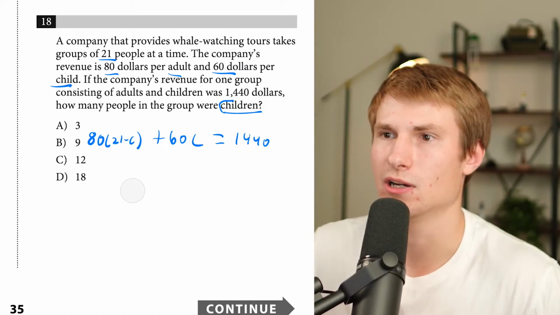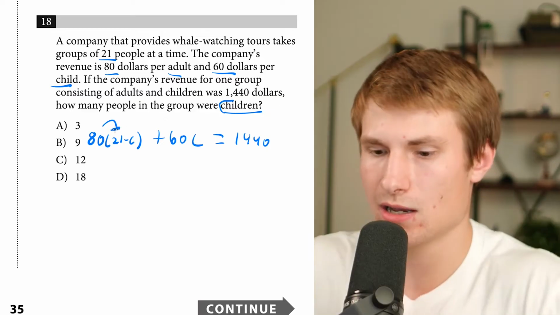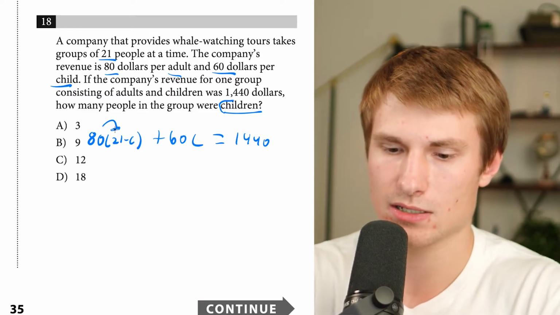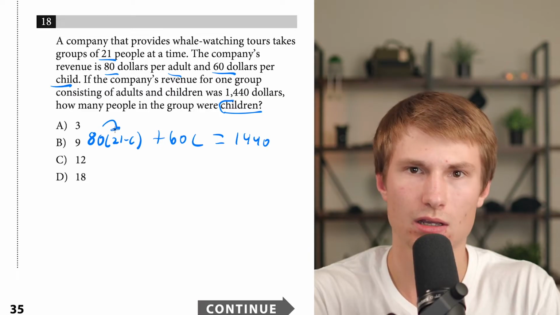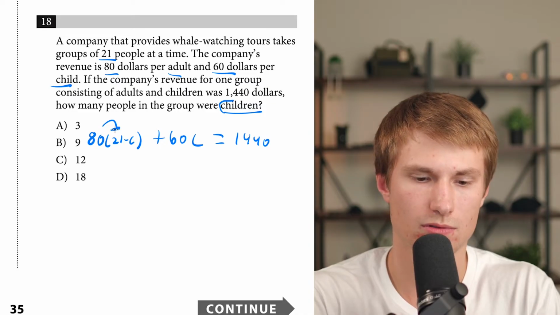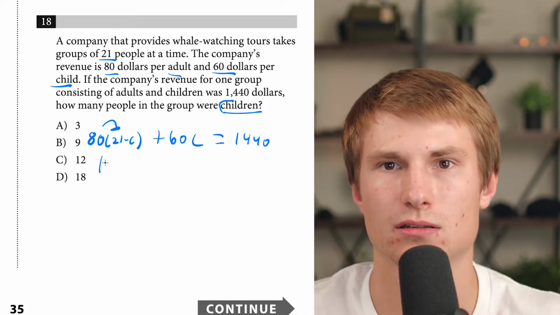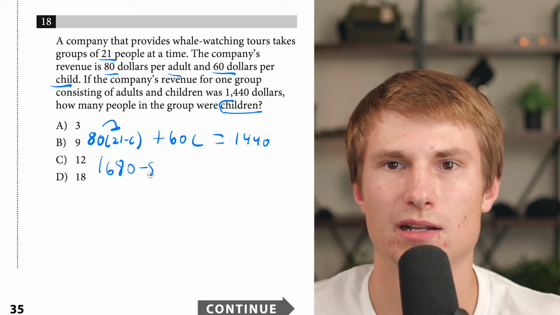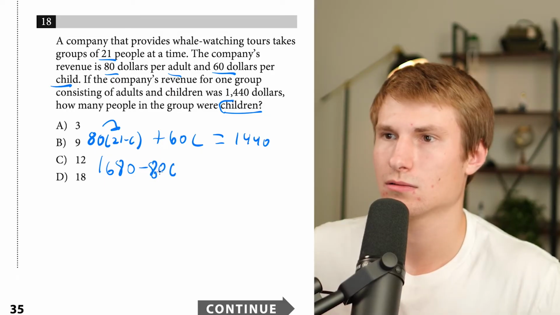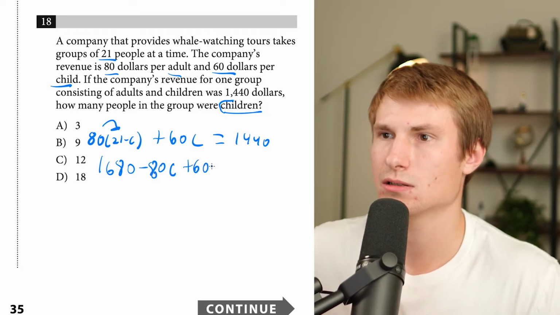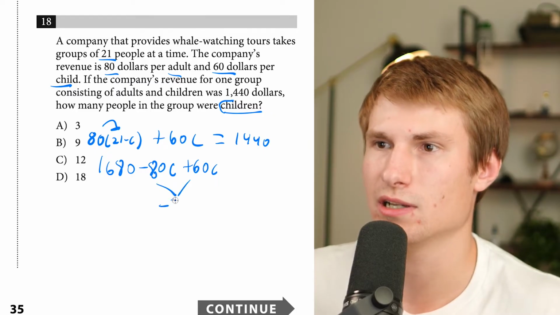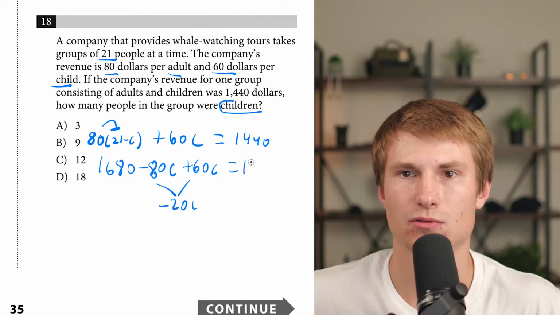All right, from here, let's go ahead and run it. So we got 80 times 21. I believe that that is 1680, but I'll quick check. 80 times 21. Yep, 1680. Minus 80C plus 60C. That's going to simplify down into negative 20C. That's going to equal 1440 still.